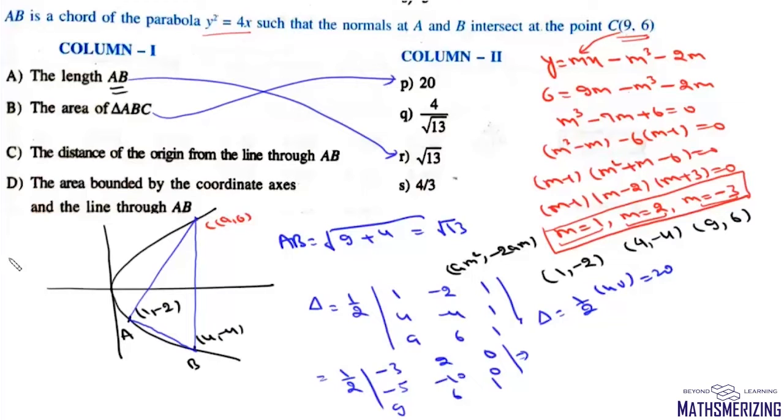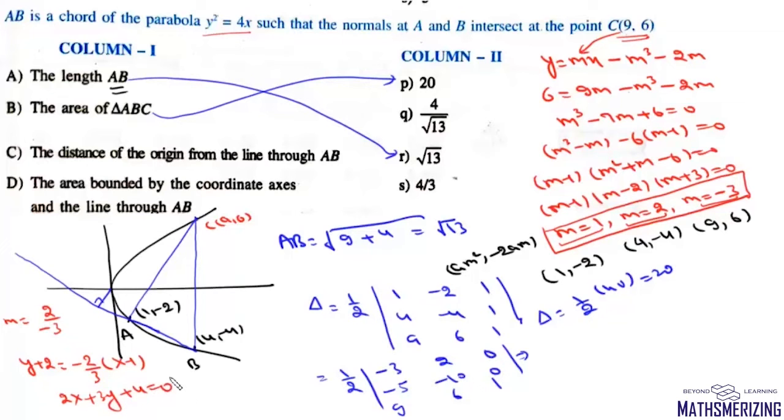Now the third one is the perpendicular distance from the origin to this line AB. So here we need to find the equation of this line AB. First we'll find its slope. The slope will be y2 minus y1 upon x2 minus x1, so it will be -2 upon 3. And we can write this equation as y plus 2 equals -2 by 3 times (x minus 1). So it will be 2x plus 3y plus 4 equals 0.